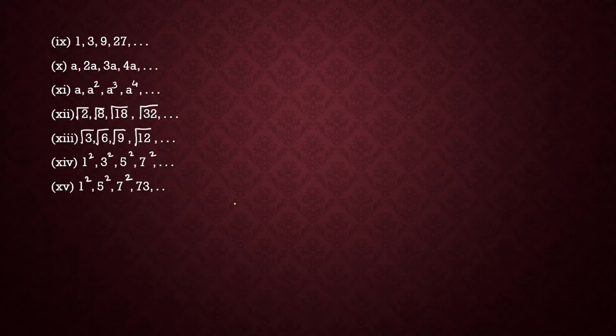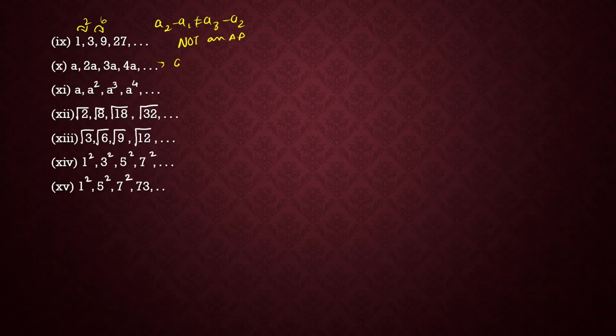Now the next question here: 1, 3, 9, 27. Again you can see that the common difference here is varying. In the first case the difference is 2, next is 6, and next it's even more. So a2 minus a1 is not equal to a3 minus a2. From this you can see it's not an AP.